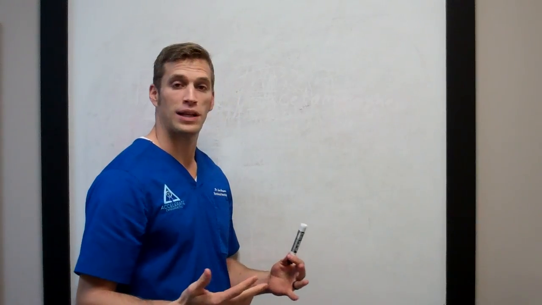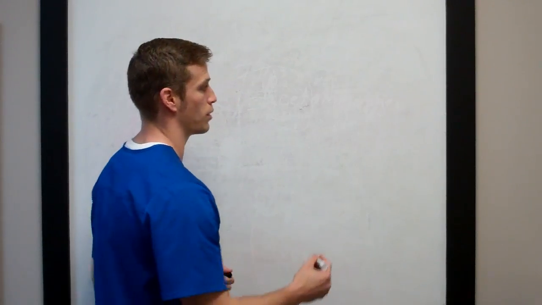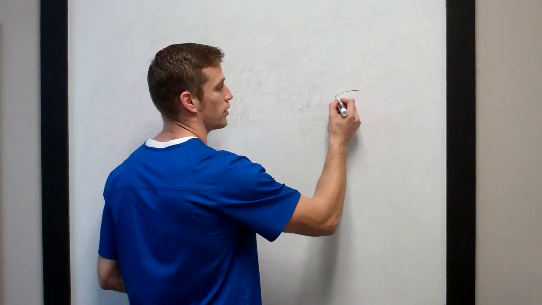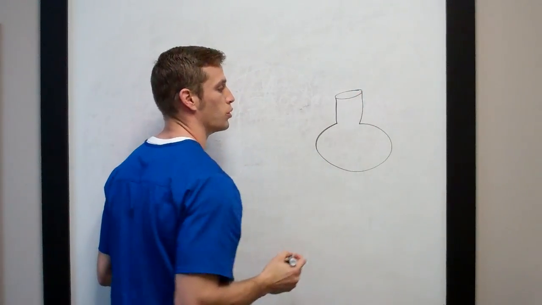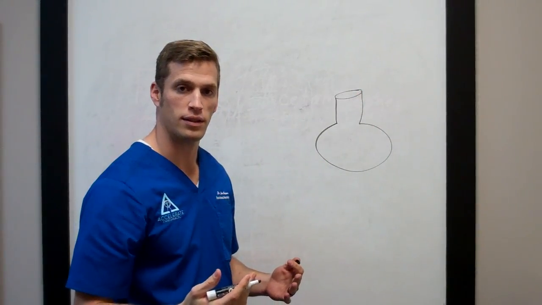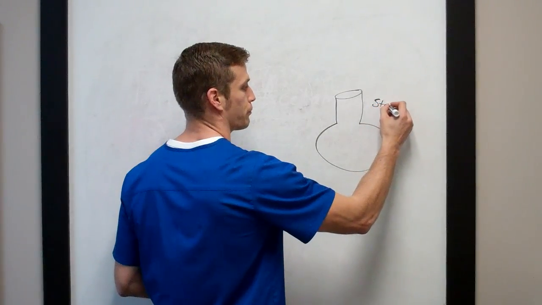Now, as mentioned, SIBO stands for small intestinal bacterial overgrowth. So naturally, the gastrointestinal tract is going to be a prime player in the presentation of SIBO. So what we're going to do is draw out the physiology to help learn and understand what's going on. So this is our stomach.